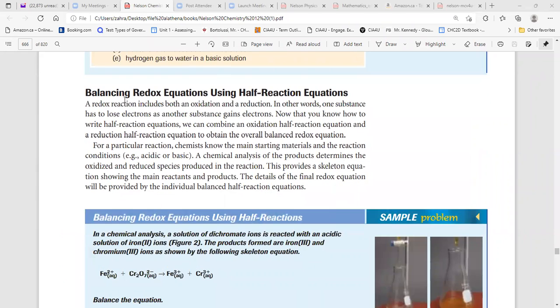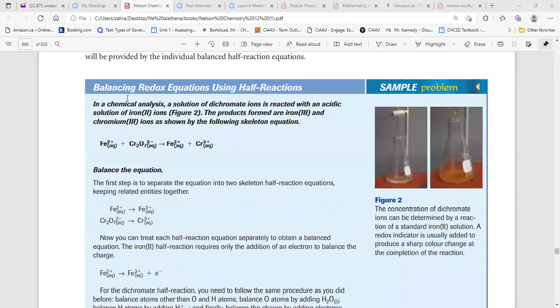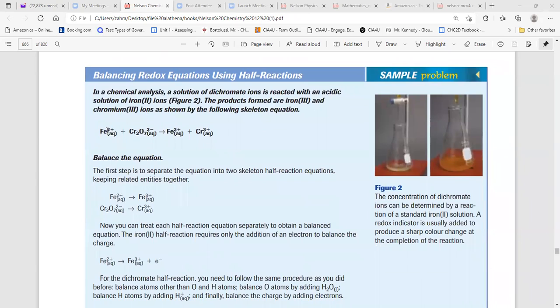So here is another method, balancing the redox equation using the half reaction equation. In a chemical analysis solution, dichromate ion is reacted with an acidic solution of iron 2 ions. The products formed are iron 3 and chromium ion as shown by the following skeleton equation. So here is the balancing equation. We just do half reactions.